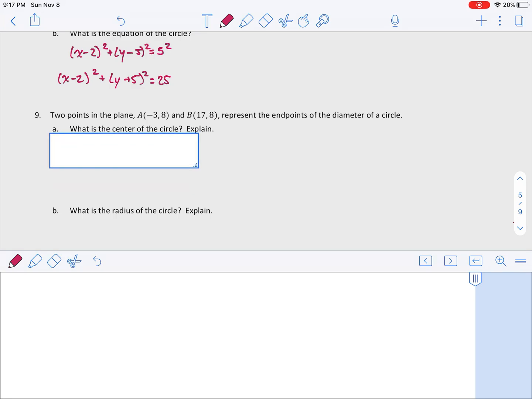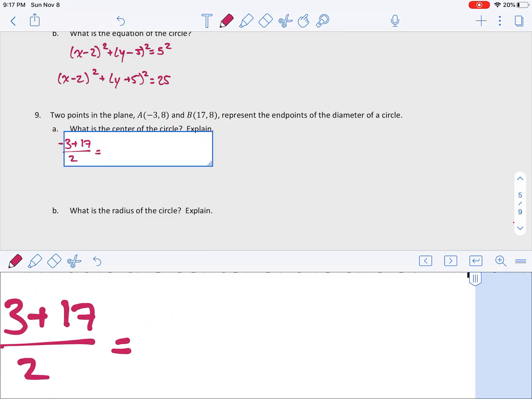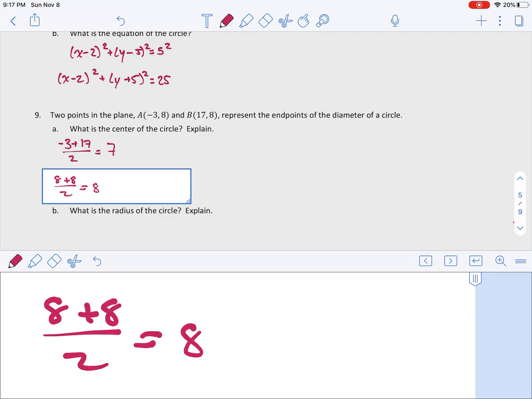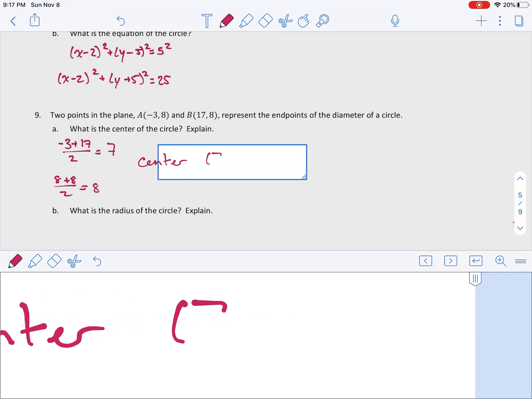Back in geometry, we learned the midpoint formula, but it really is just averaging the x's and the y's. So exactly in the middle of -3 and 17 is 14 divided by 2, which is 7. And exactly in the middle of 8 and 8 is 8. So the center of our circle is at the point 7, 8.